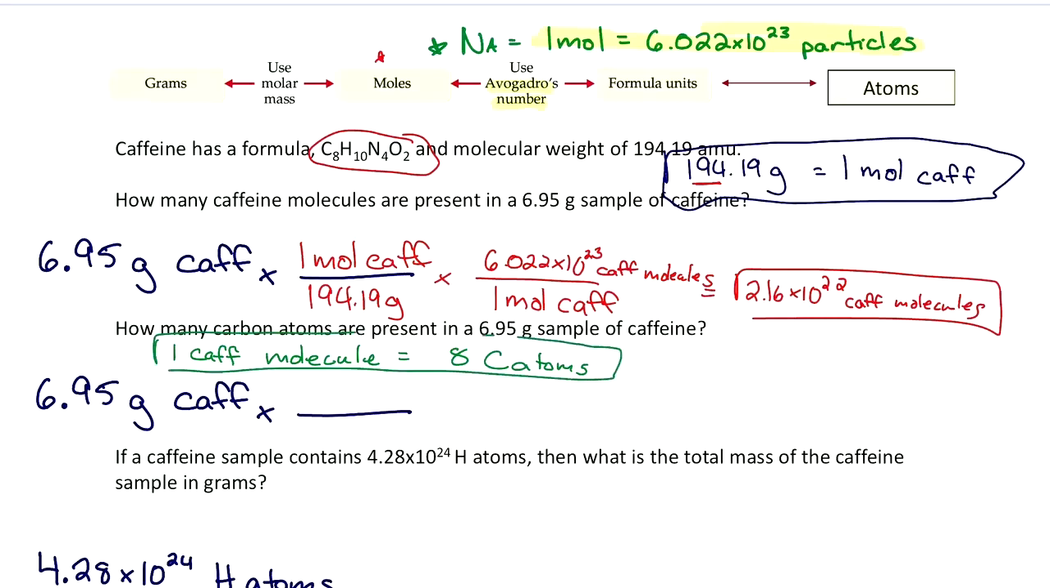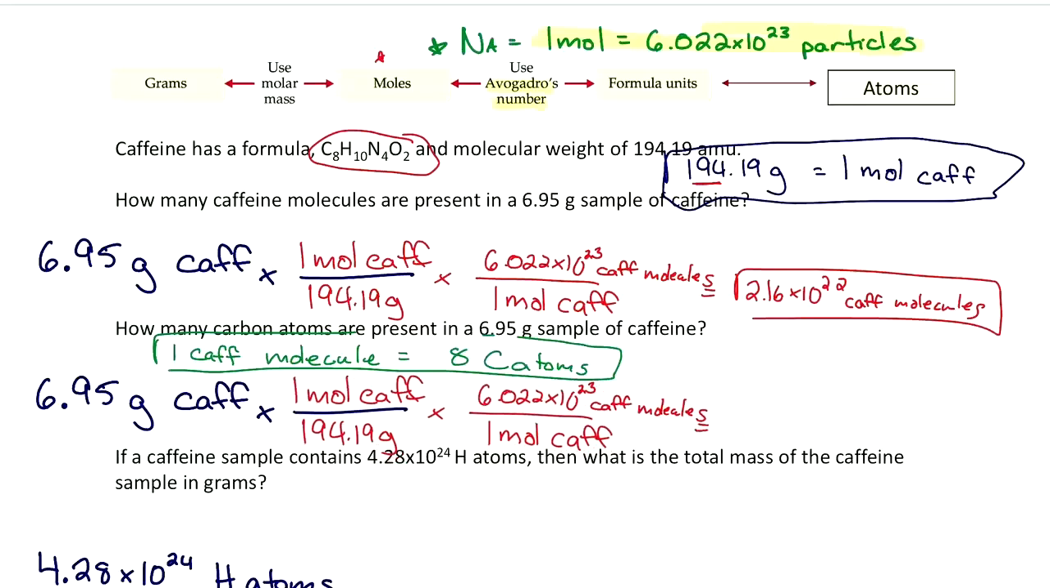So that's the new conversion that I'm using. Instead of rewriting everything, I'm just going to copy all the work I had before. Okay, so this is how we would start it. It's the same exact work. You turn grams to moles of caffeine, moles to molecules of caffeine, and then turn molecules to individual carbon atoms based upon the chemical formula.